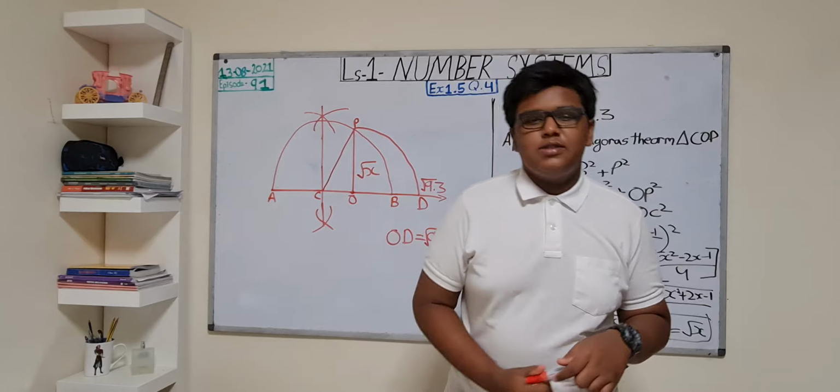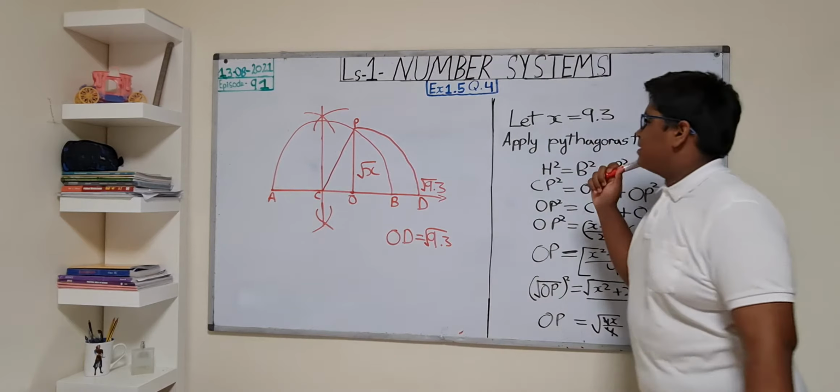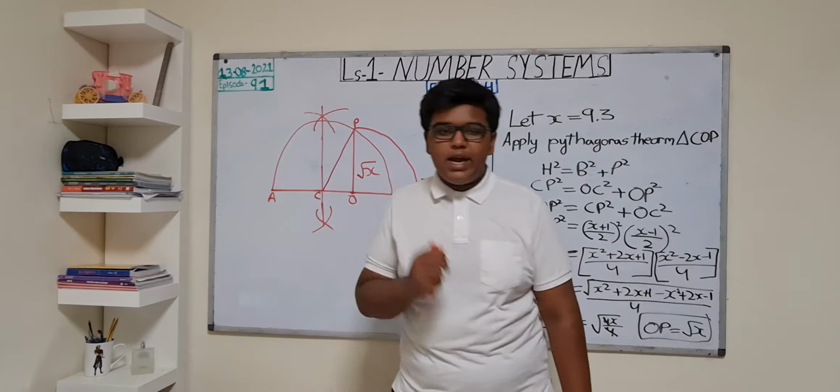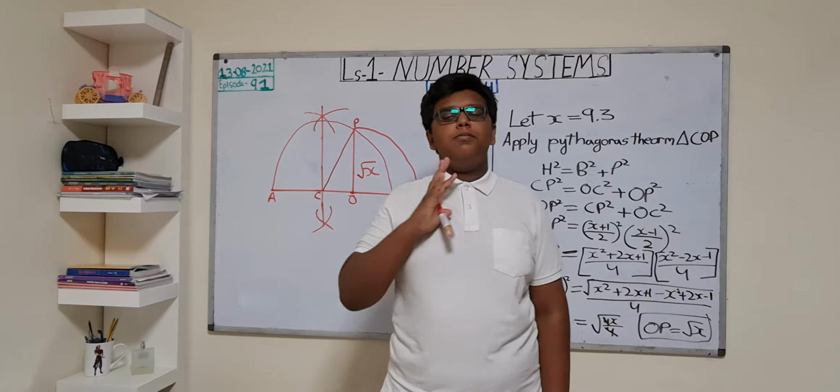Today, we are going to start question number 4 from exercise 1.5. And the question is: represent root 9.3 on the number line.